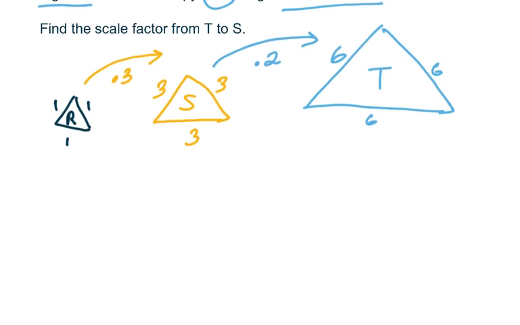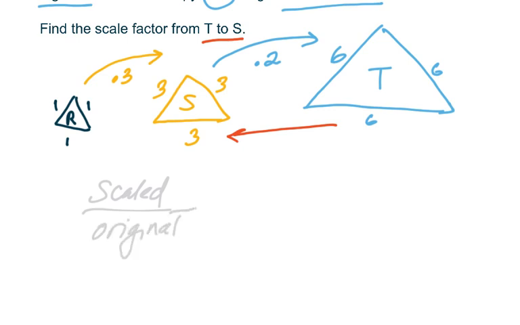from here. So now what I'm looking for is finding the scale factor from T to S. So I'm going from T to S. And the way that I do this is I need to put the scaled value over the original. So it means that I'm going to set up a ratio just like you can see here, and I'm going to look at some corresponding sides. So I'll start with this side length here, that's 3, and that corresponds to this side length here, which is 6, so 3 over 6 can be simplified to 1/2.